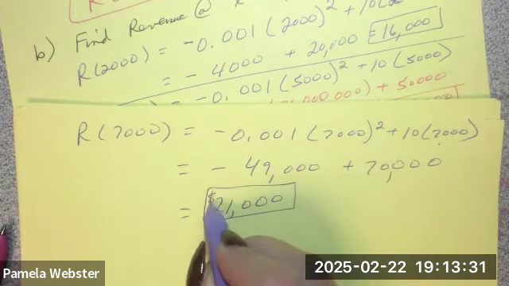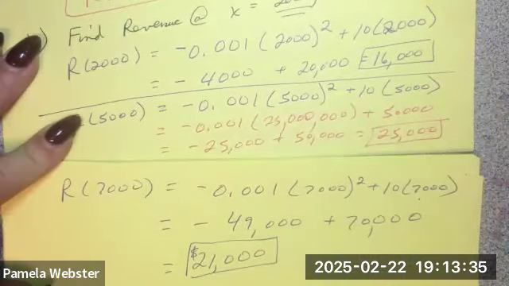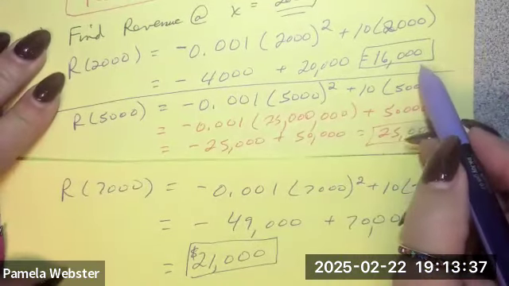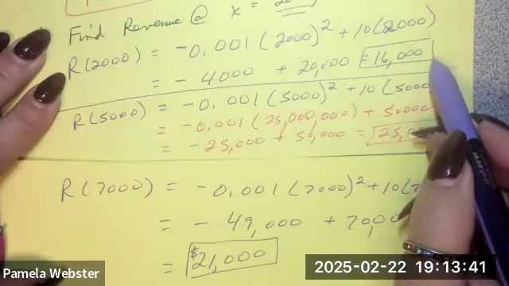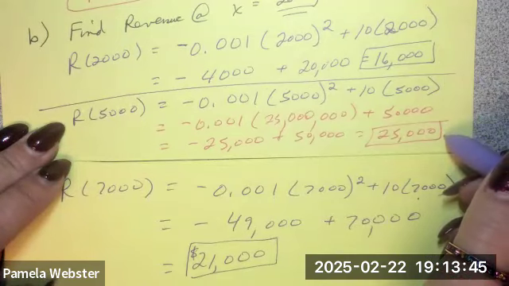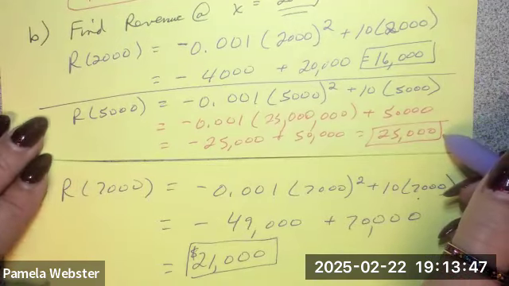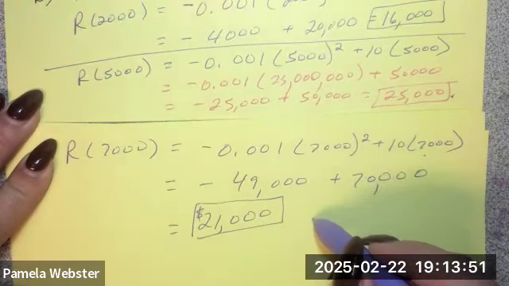Okay. So, what are we doing here? We plugged in 3 different numbers. What if I sold 2,000 of these items? Well, of these headphones, then I would make $16,000. What if I sold 5,000? Then I'd make $25,000. That's revenue. That's not profit. What if I sold 7,000 of them? Well, then I'd make 21,000.